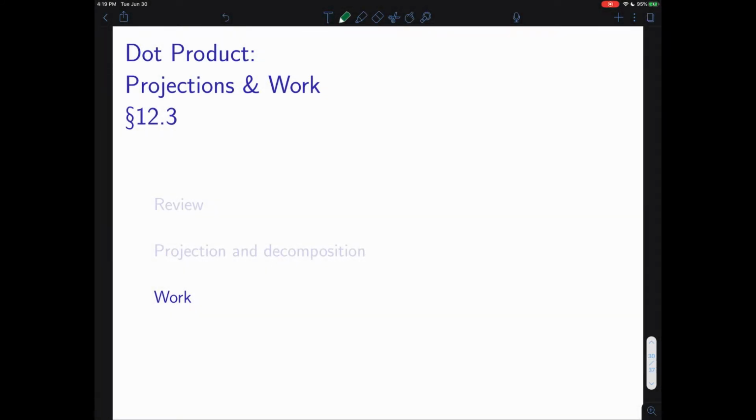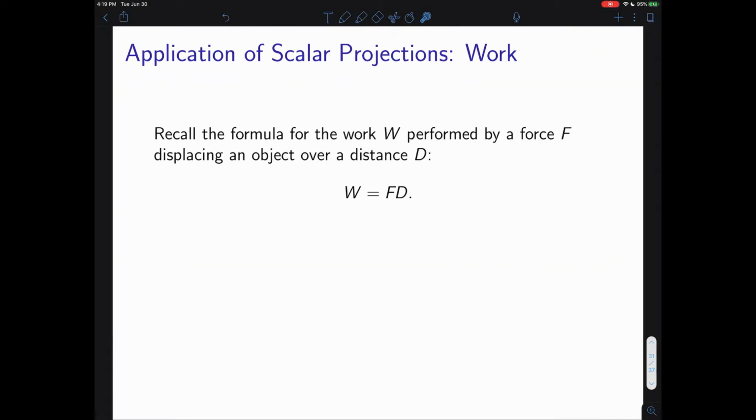Now in this section, we'll talk about work in the physics sense, and how dot product and projection and decomposition tie in with work. So a reminder, in the simple physics setting, if you have a force F that's displacing an object over a distance d, then the work performed by that force is F times d, the amount of force times the distance.